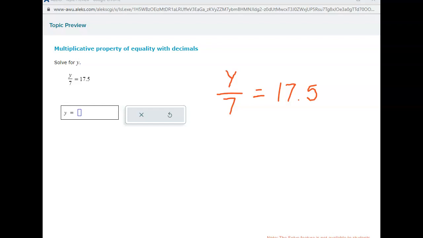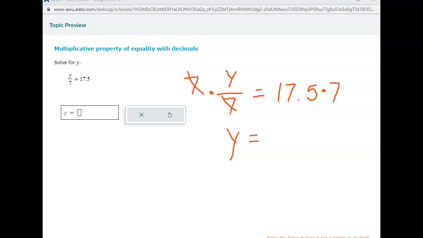So with a variable, we have y divided by 7. The opposite of dividing by 7 is multiplying by 7. So we have to multiply both sides by 7. When we multiply the left side by 7, these cross out and we just get y.